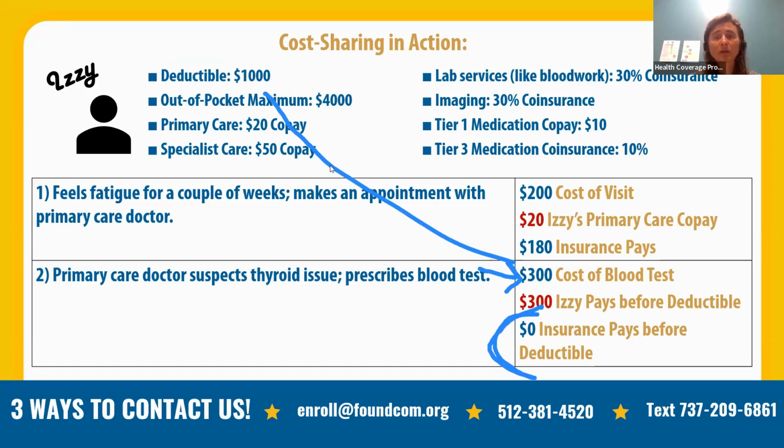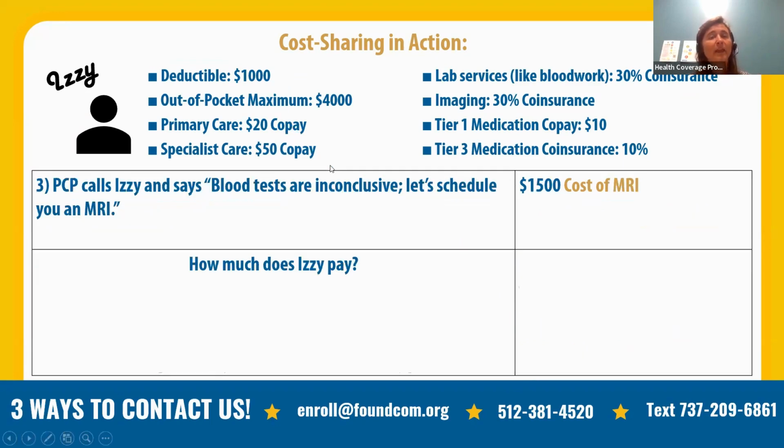But now, moving on, the primary care doctor calls Izzy and says, we got nothing from the blood test. We didn't learn very much. We need to schedule you an MRI on your thyroid and see what's going on. So the cost of the thyroid MRI is $1,500. I made these numbers up completely. MRIs oftentimes cost much more than that, but just for this example, $1,500 for the cost of the MRI.